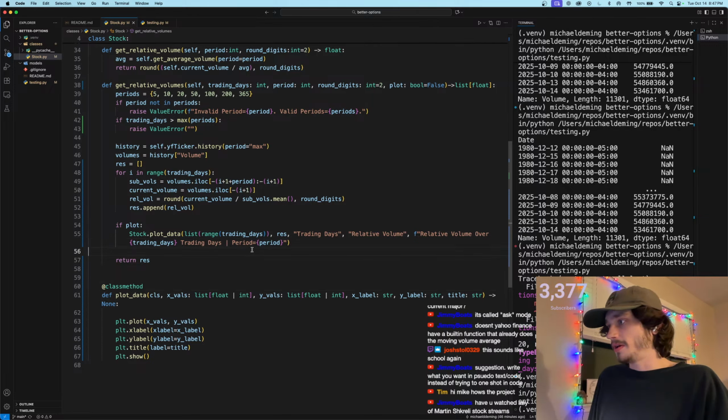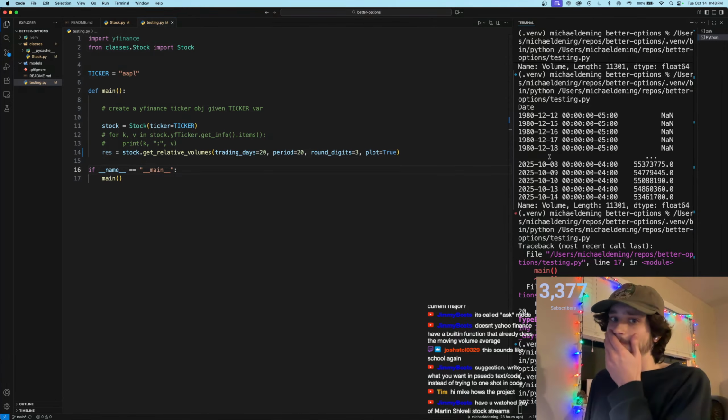The period, daily, we'll say, rolling window equals that. We run testing here.